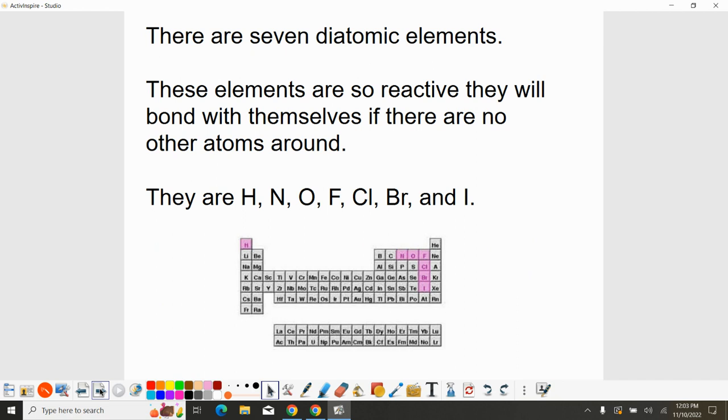There are 7 diatomic elements. There are 7 times that a molecule is formed, but it is not a compound. This is whenever 2 hydrogens, 2 nitrogens, 2 oxygens, 2 fluorines, chlorines, bromines, or iodines bond together. H2, N2, O2, F2, Cl2, Br2, and I2. These are the diatomic elements. They happen because these elements are so reactive, they'll bond with themselves if there's nothing else for them to bond with.